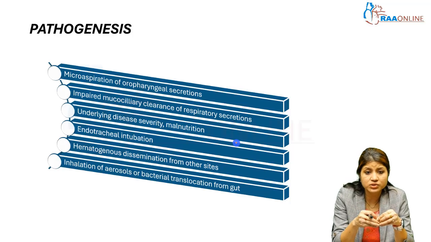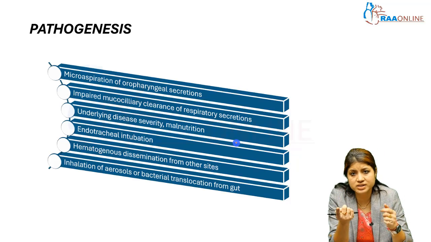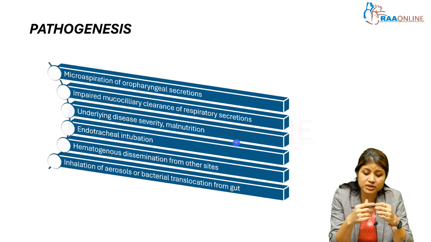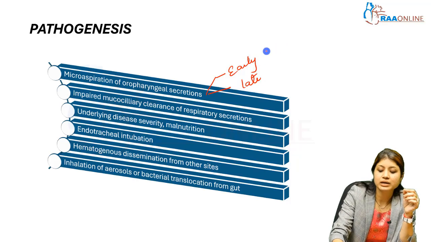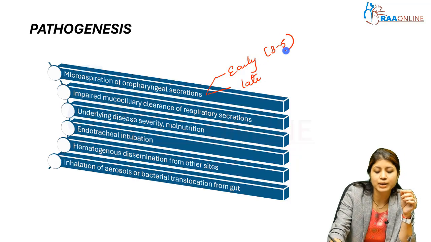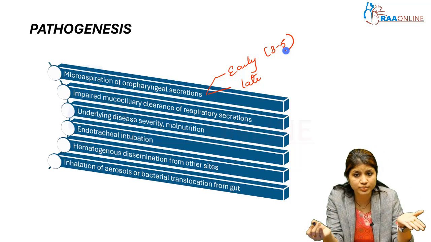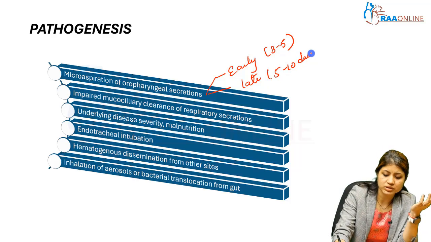And what is the pathogenesis of the development of VAP? Earlier, it was believed that it is mostly microaspiration of oropharyngeal secretions. Based on this pathophysiology, we had early VAP and late VAP. Early VAP was considered the VAP which develops in the first 3 to 5 days after initiation of 48 hours of mechanical ventilation, and late VAP was around 5 to 10 days.